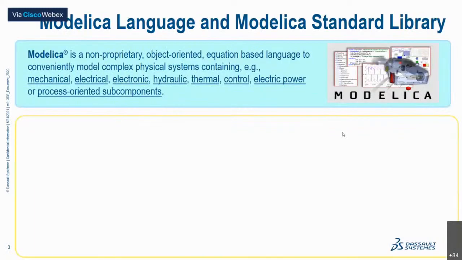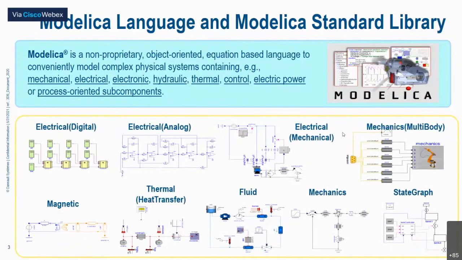Starting with what is Modelica and what is the Modelica standard library? Modelica is basically a non-proprietary, object-oriented and equation-based language. Modelica in itself is a language, similar to a lot of object-oriented languages out there like Java and C++. But the difference here is you write code in order to build a model. So it's not for executing a given set of codes, it's to build a model.